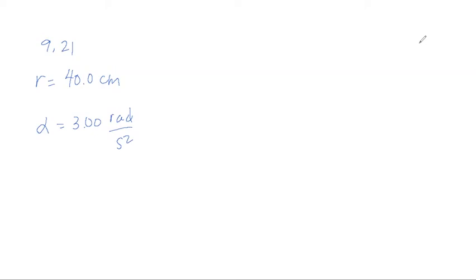A wheel of diameter 40 centimeters starts from rest and rotates with constant angular acceleration of 3 radians per second squared. Compute the radial acceleration of a point on the rim for the instant the wheel completes its second revolution. A: from the relationship a radial equals omega squared R. And B, so we do it both ways: a radial equals v squared over R.